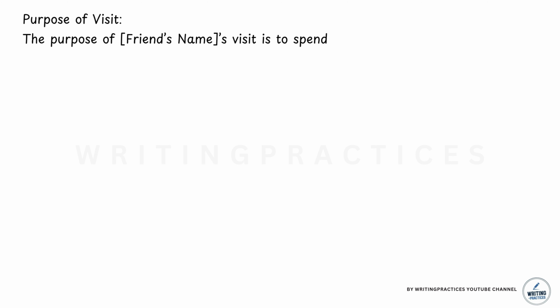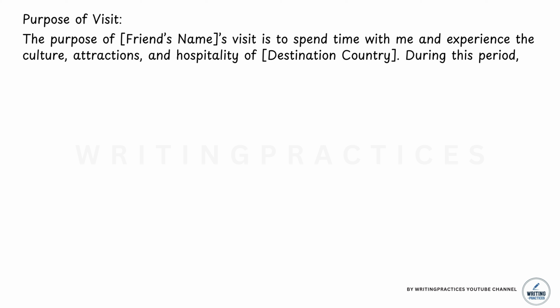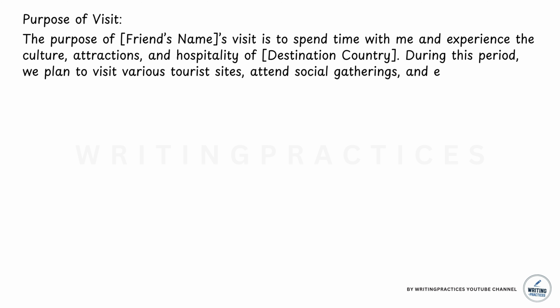Purpose of visit. The next paragraph explains the reason for your friend's visit. This section should be clear and specific. Instead of just saying they are visiting, describe what they plan to do. For example, the purpose of Raj Patel's visit is to spend time with me and experience the culture, attractions, and hospitality of Canada. During this period, we plan to visit various tourist sites, attend social gatherings, and engage in cultural activities. Adding these details strengthens the case by showing a structured plan for their visit. This reassures the embassy that your friend has genuine travel intentions.